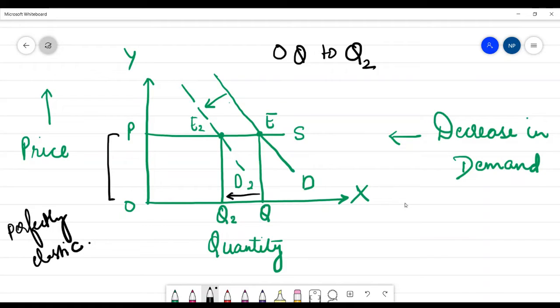So therefore, the price remains the same. But the equilibrium point, that is E, will shift to the left hand side. Why? Because the quantity demanded is decreasing. So the equilibrium point from E shifts towards the left hand side and becomes E2, because the demand curve is shifting as there is decrease in demand. Therefore, here we see the leftward shift.